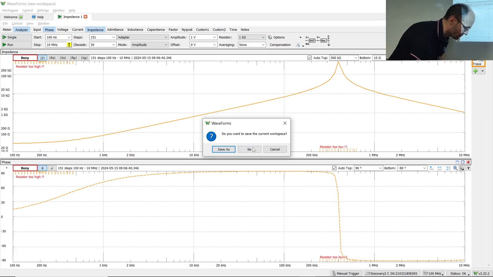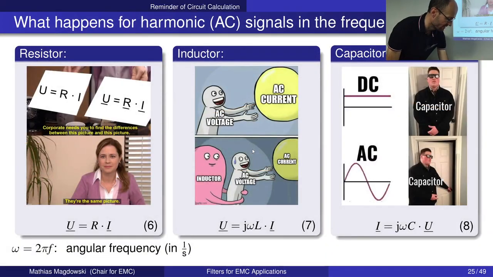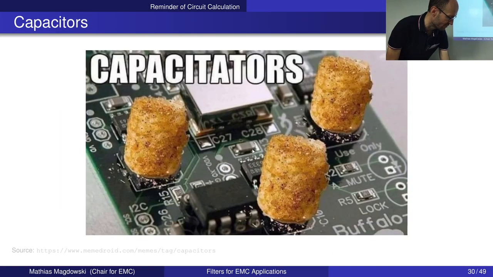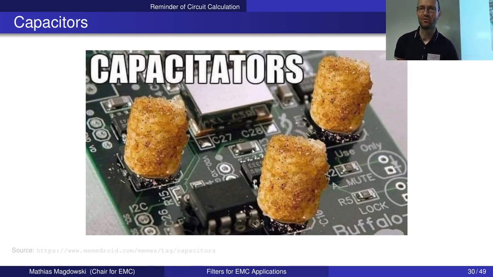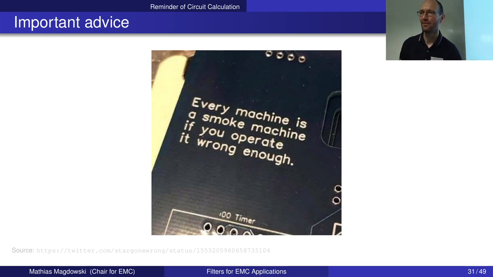And I don't want to save the current workspace, no thanks. And we can go back to the slides and we have now done experiments with the capacitors. Yeah, so electrolytic capacitors, if you apply a too high voltage, they can sometimes blow up. But this can happen to all stuff. Every machine is a smoke machine if you operate it wrong enough.